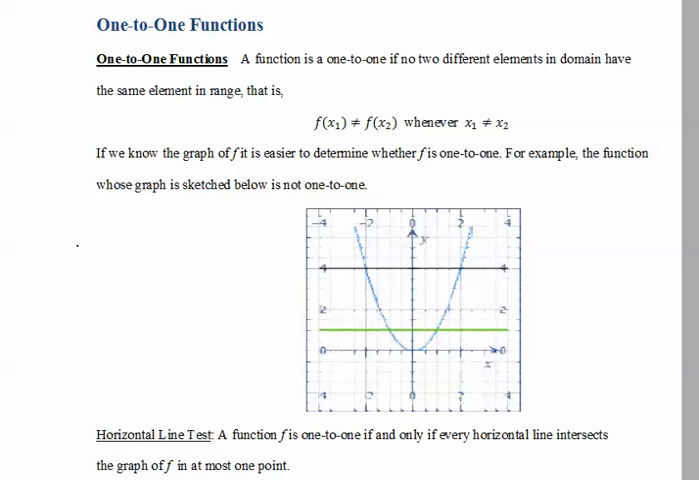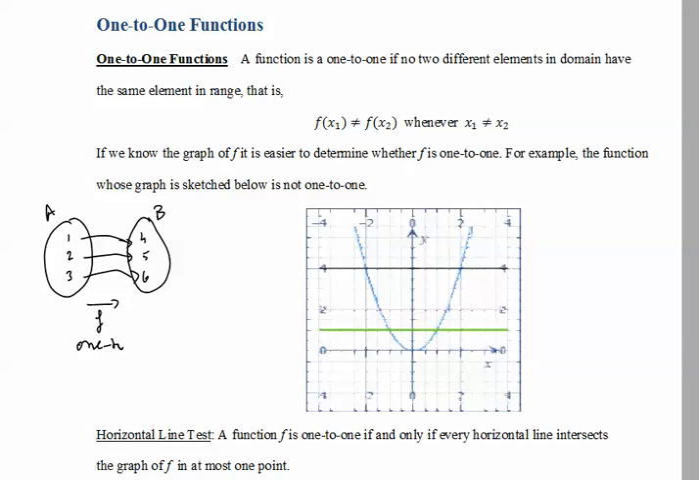Here is an example with sets. If I have a set A, which is our domain, it has values 1, 2, 3, and the set B, which is our range, this is the input, this is the output, has values 4, 5, 6. So if I have this relationship between the domain and range, this function, let's call it f, would be one-to-one. Sometimes we write it 1-1.